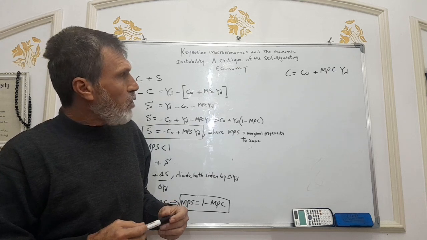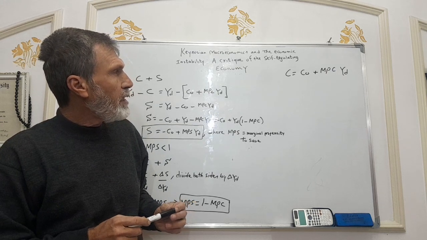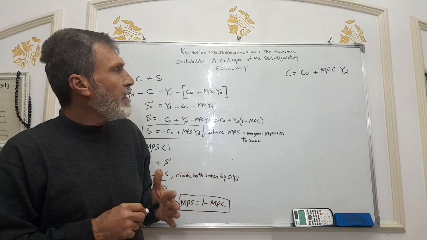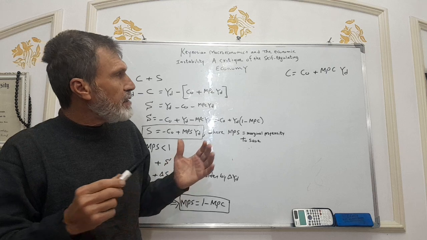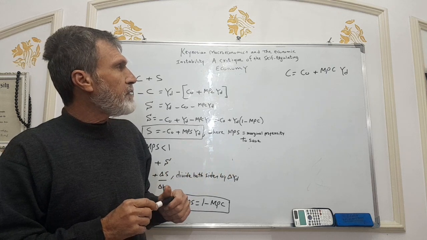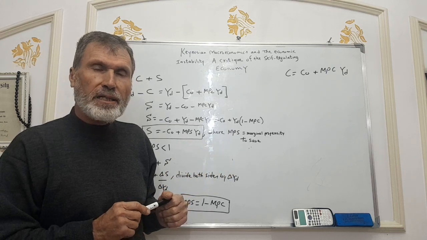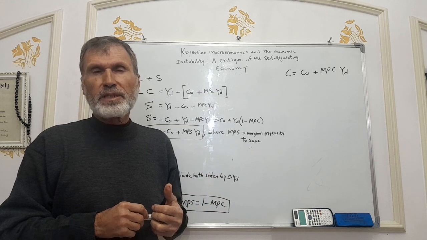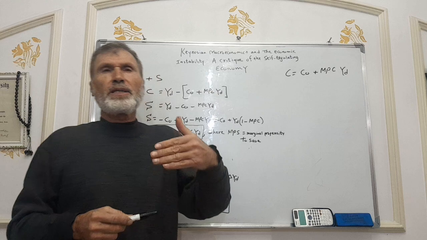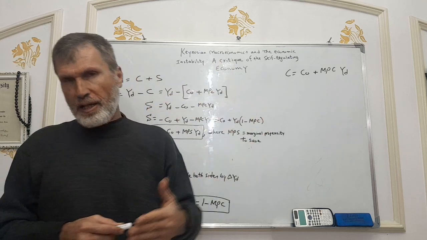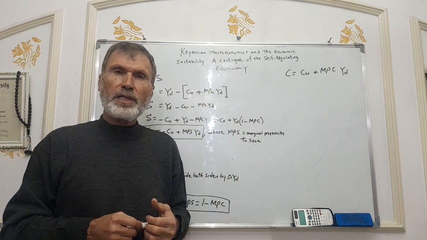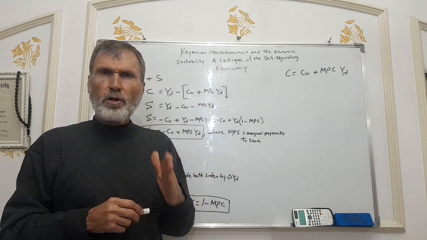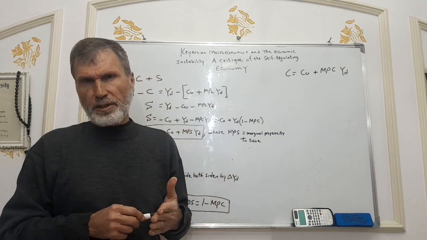So let's show exactly how to justify the concept, or the fact, that total spending will increase by more than the increase in autonomous spending. In other words, if autonomous spending increases by $100, will total spending increase by $100? According to Keynes, no. Total spending will increase by more than $100.